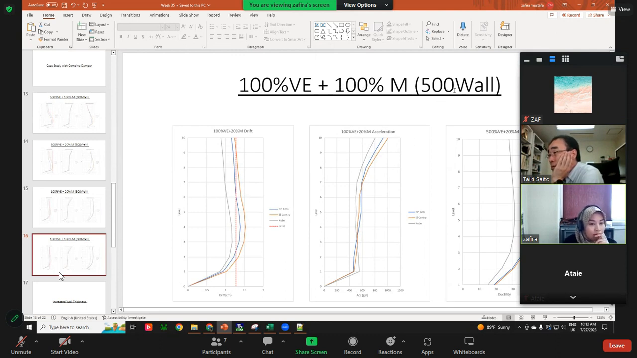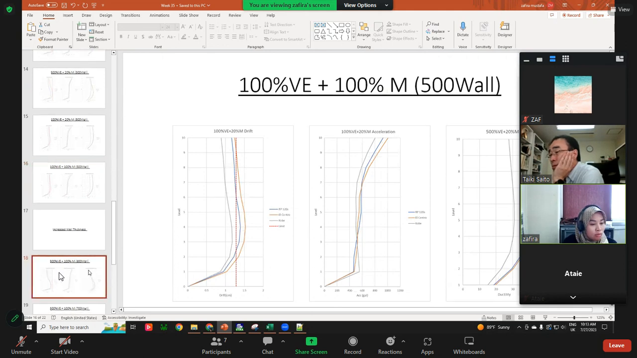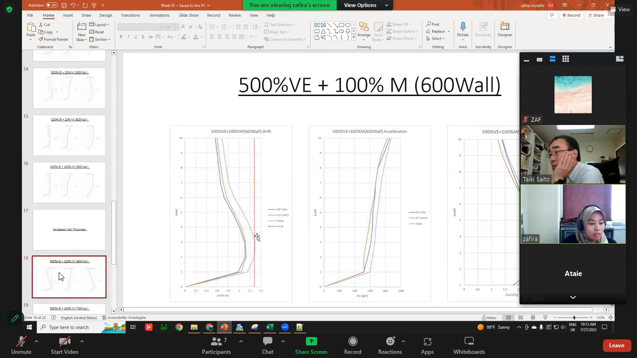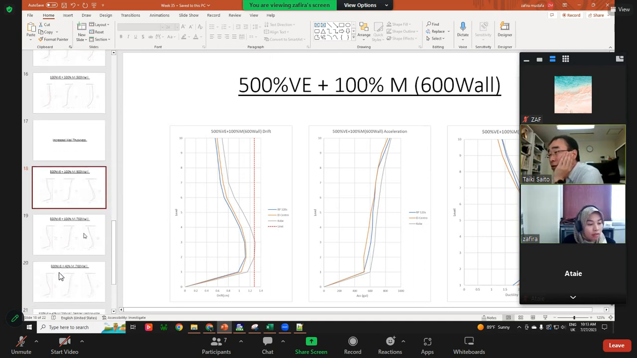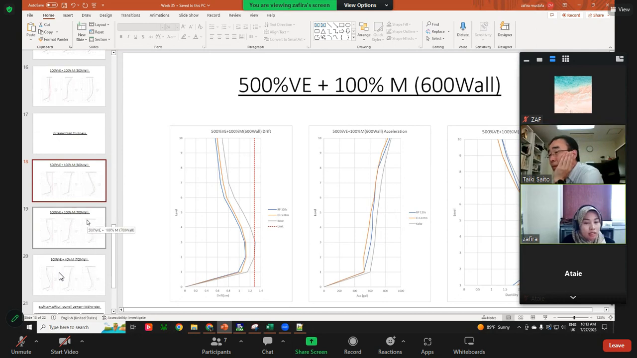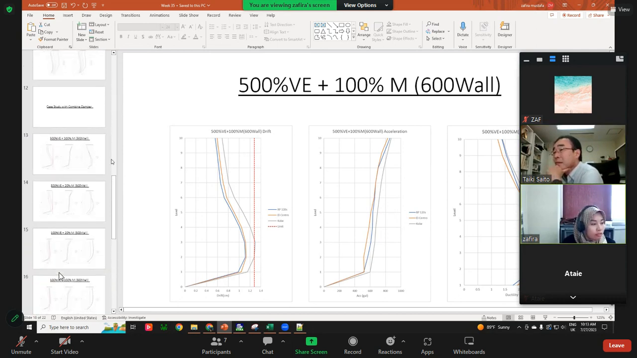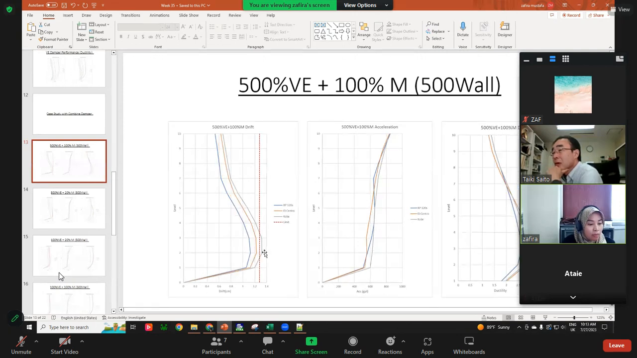For 500 mm wall thickness, I think the building cannot resist for Kobe. So I try to increase the wall thickness to 100. And with 500 and 100 metallic damper, viscoelastic and metallic damper, Kobe story drift is almost touching the limit drift. You change the size of the wall? Only thickness, yes. Because 500, we cannot. If you see 500 and 100, the Kobe is more than the limit drift.